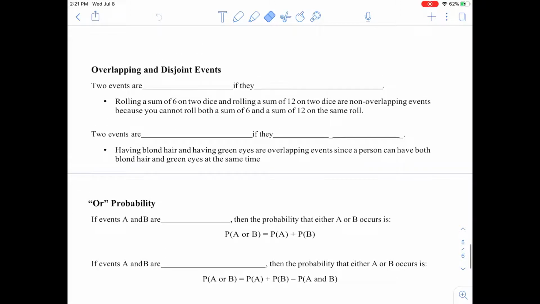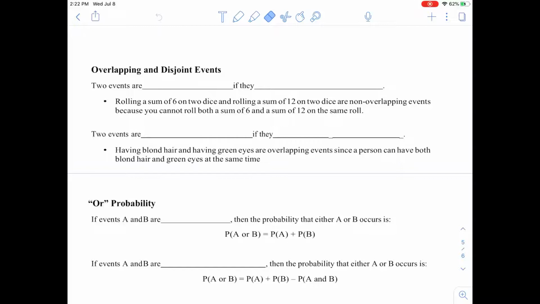Okay, so this brings us to our last concept for 4.2. So far we've talked about events, outcomes, and theoretical probability. Everything we've been doing in this lesson has been theoretical, right? In theory, I should have 4 out of 52 chances to pick a king. Now we're going to talk about overlapping versus disjoint events, okay?